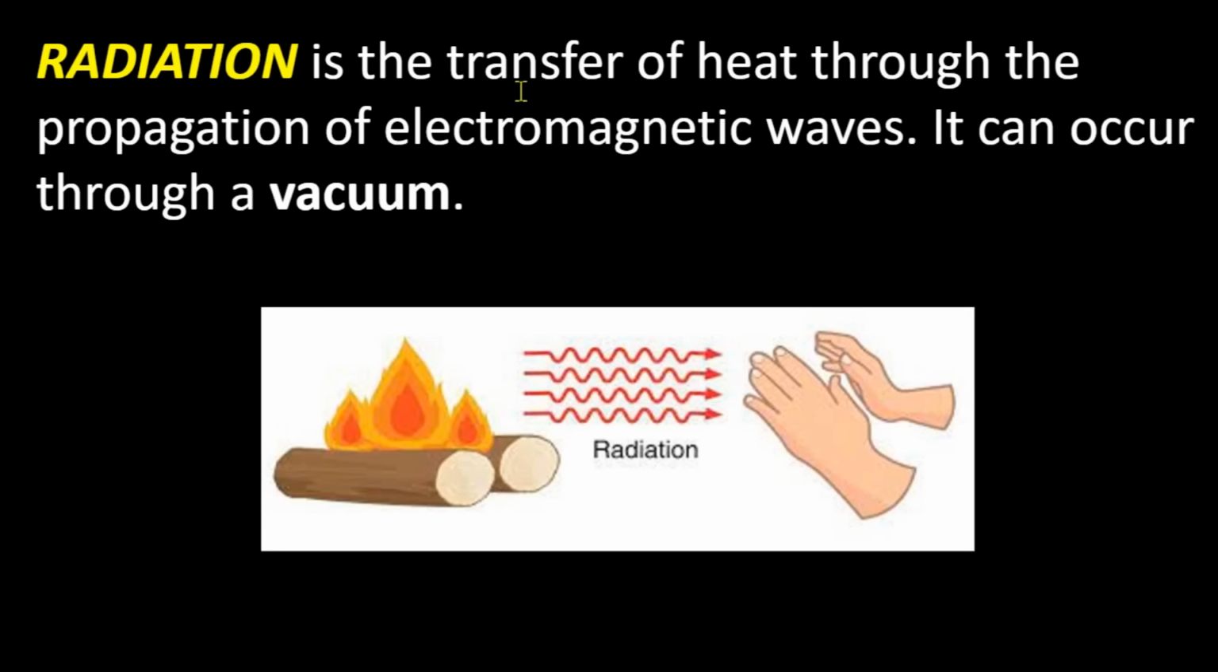Radiation is the transfer of heat through the propagation of electromagnetic waves. It can occur through a vacuum. This is how heat from the sun travels through the vacuum of space to reach Earth.